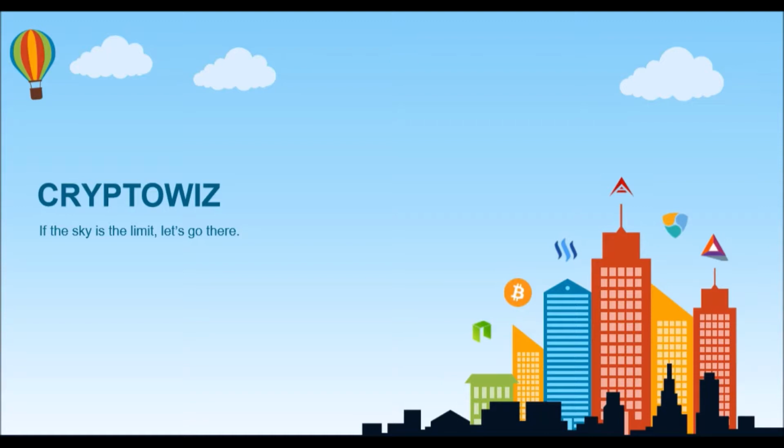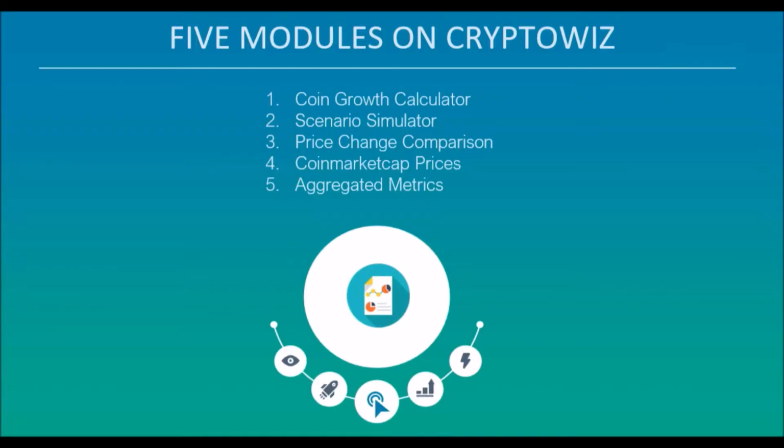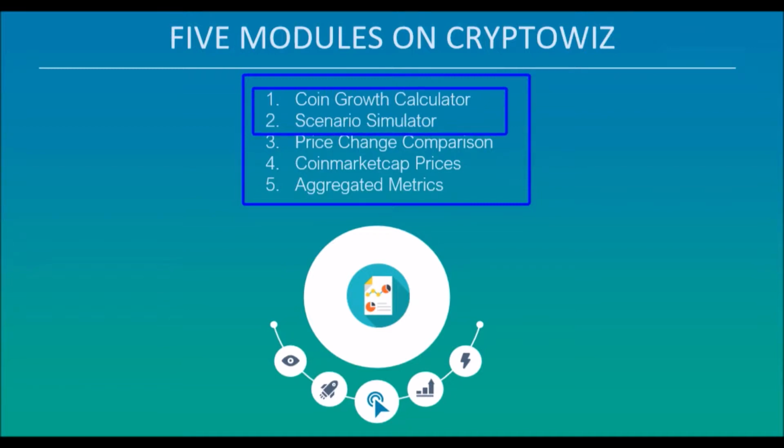Okay, so in the link of this description, there's a document that explains it a bit better. That is this document. It's called Cryptowiz Modules. It's a PDF that describes the 5 modules that you'll be able to have access to on the first version of Cryptowiz. So when Cryptowiz launches later this year, you'll be able to have access to these 5 modules, and in the current beta version, these 2 modules are already operational and available for testing.